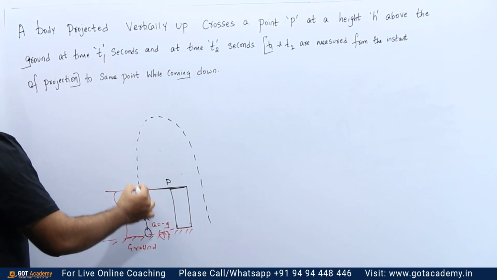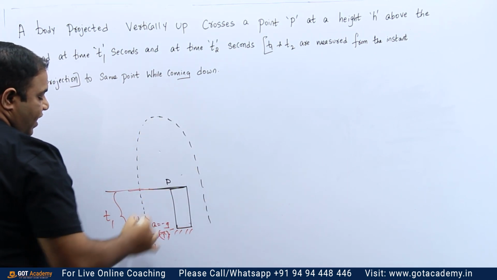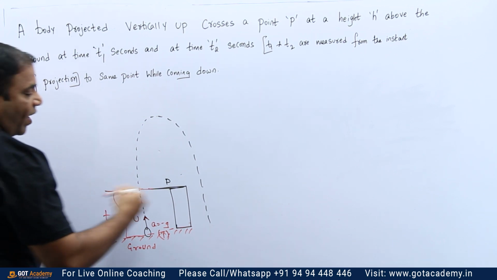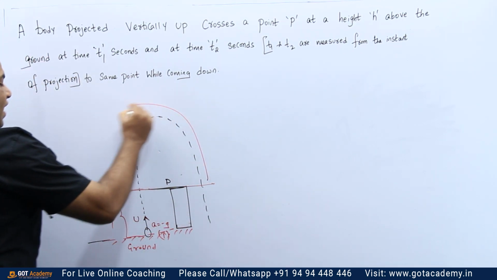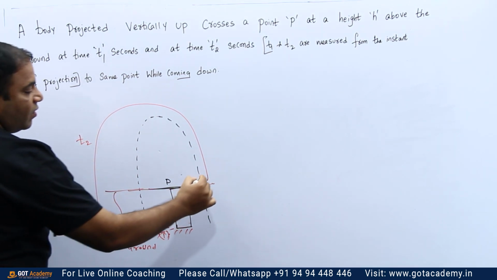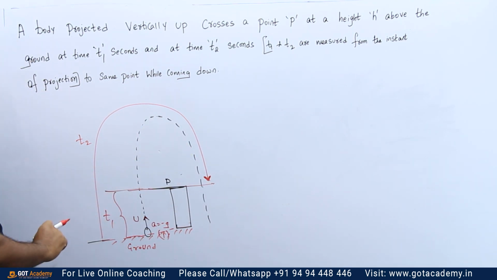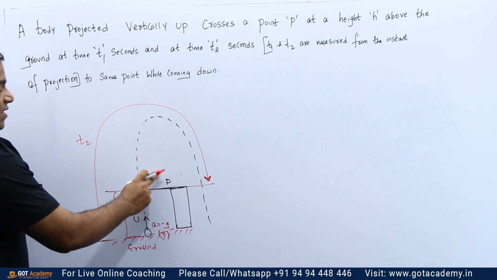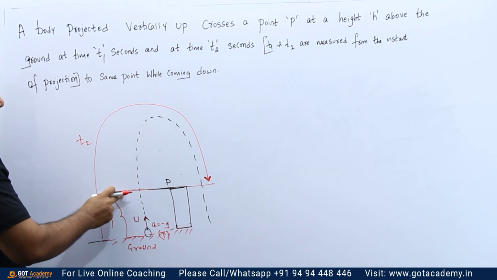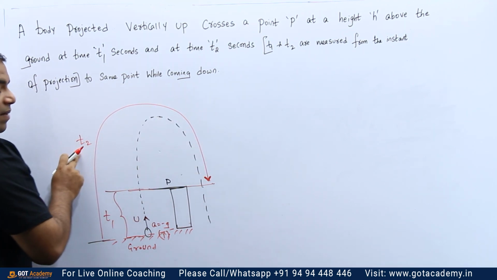Now, after moving in upward direction, it reaches the maximum height and thereafter again it comes down. It means that if I consider this point again, from here to here, let this time be T2. So two different times you are taking, right? The point is the same. Once during upward journey, I am considering the time as T1, and again during downward journey, I am considering the time as T2.